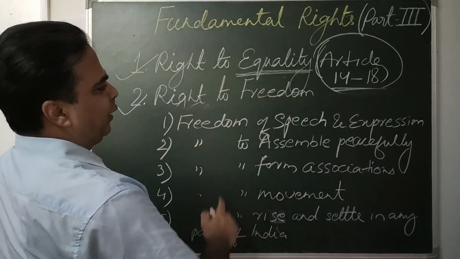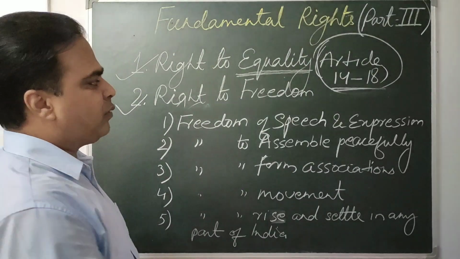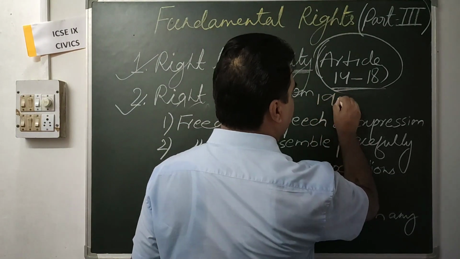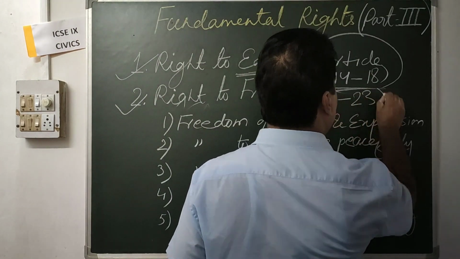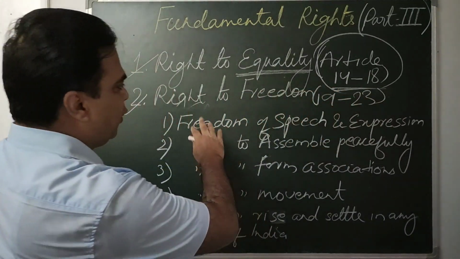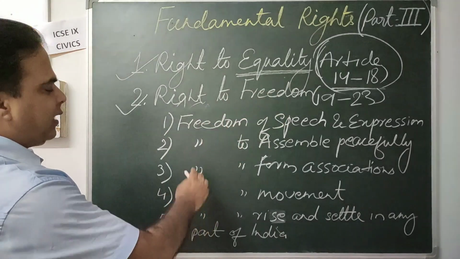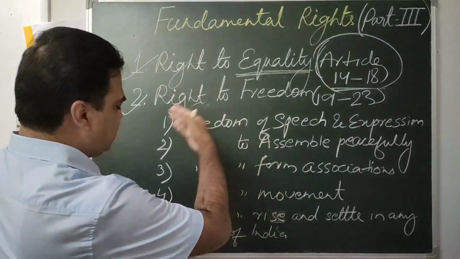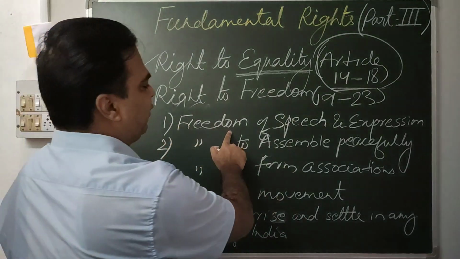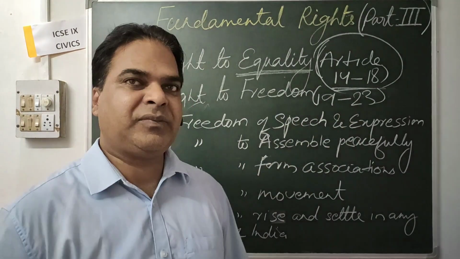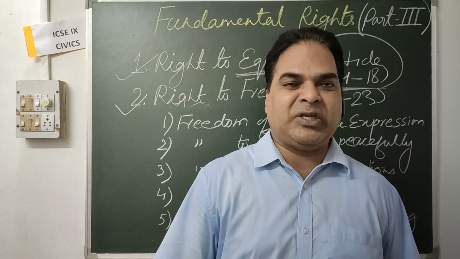So the right to freedom is mentioned in Article number 19 to 23. Article number 19 only deals with this. One more is missing over here, I'll write it. First one is freedom of speech and expression.